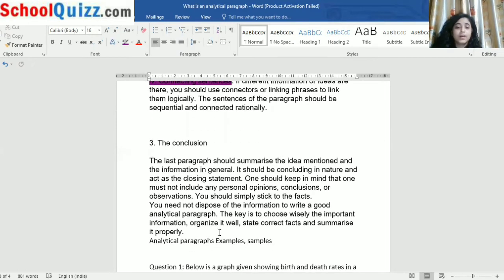Okay. So last is the conclusion. The last paragraph should summarize the ideas mentioned, as I told you. It gives the information in general. Whatever you think is best, you can write that. It should be concluding in nature and act as a closing statement. Introduction was the opening statement. This is a closing statement. Okay, so just remember that it is a closing statement.